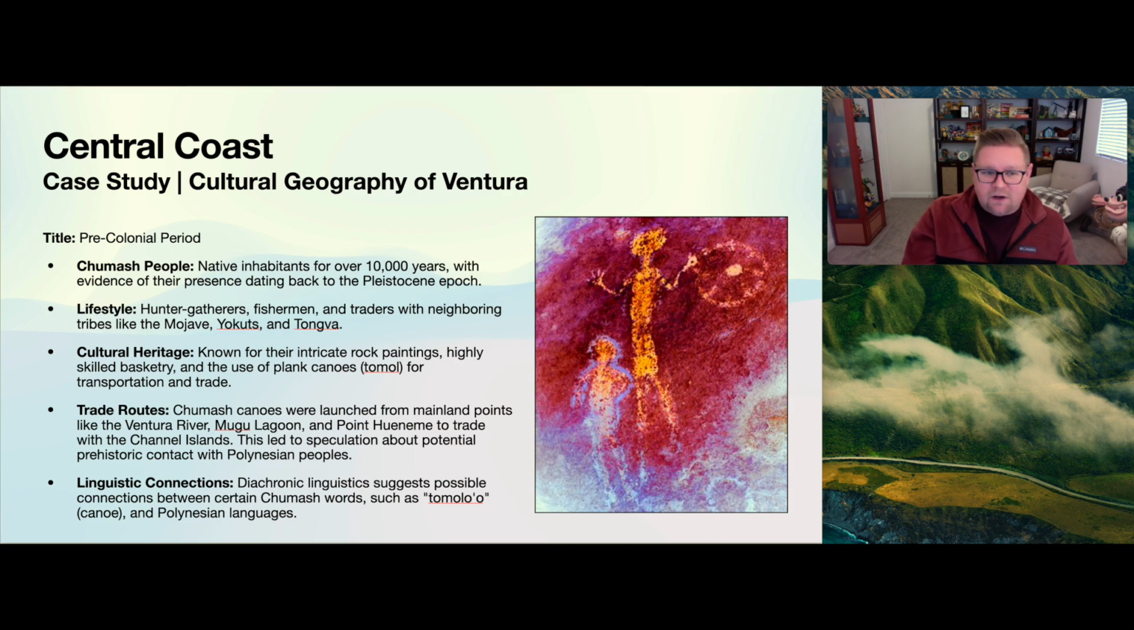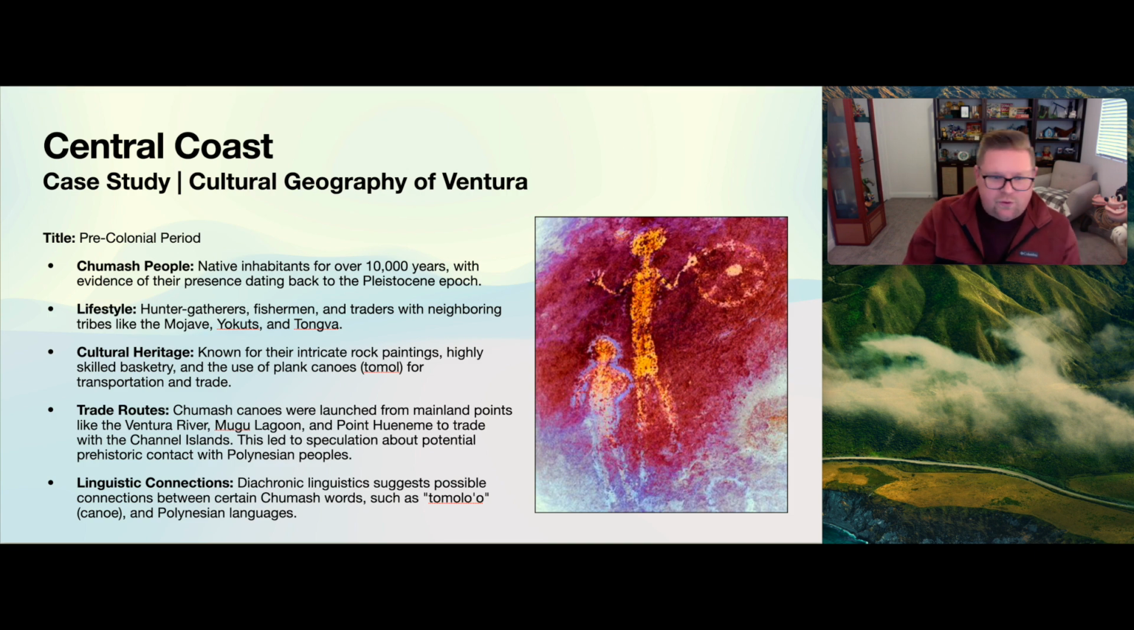Most of the people that were here were hunter-gatherers, fishermen, and traders, and they would swap goods, beads, and furs with local tribes, the Mojave, the Yokuts, and the Tongva. The Tongva are closer to Santa Clarita. The Mojave are more inland. The Chumash cultural heritage is known for intricate rock paintings, highly skilled basketry, and the use of plank canoes made out of balsa. At that point, most of the Central Valley was wetlands or marsh zones, so they were able to create these very lightweight boats and travel up and down the state of California.